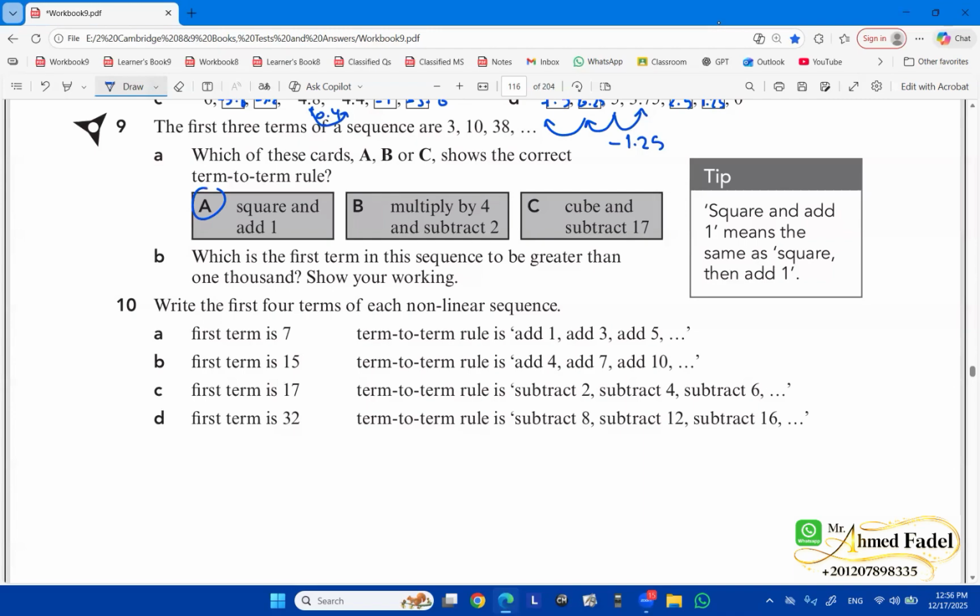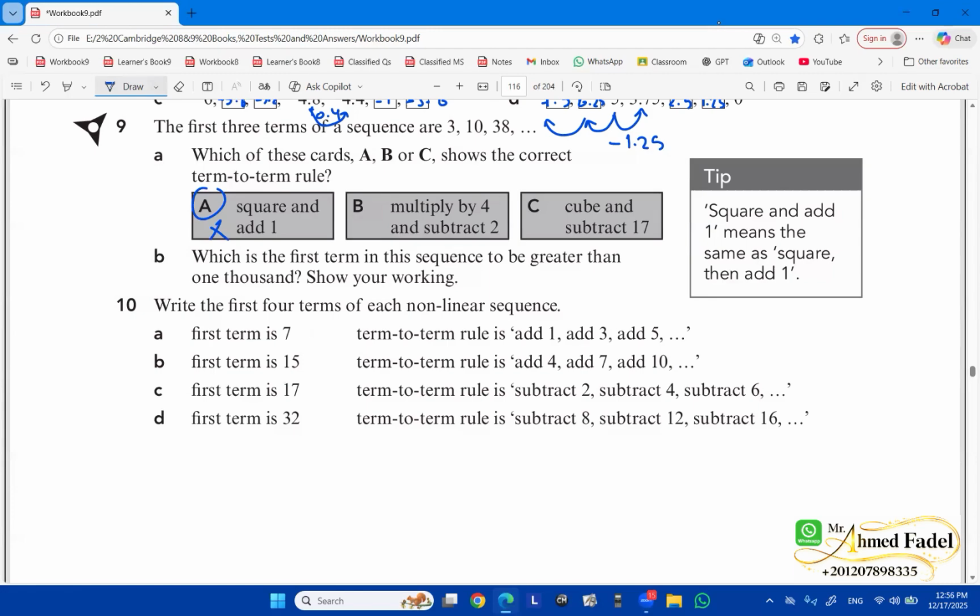Why? Because if you try it with the next term, 10 square it becomes 100. Add 1, 101, which is not the case over here. I have 38. So that's not the case. What are we supposed to do? You're supposed to check the other cards. So this is wrong. We're not going to take it.